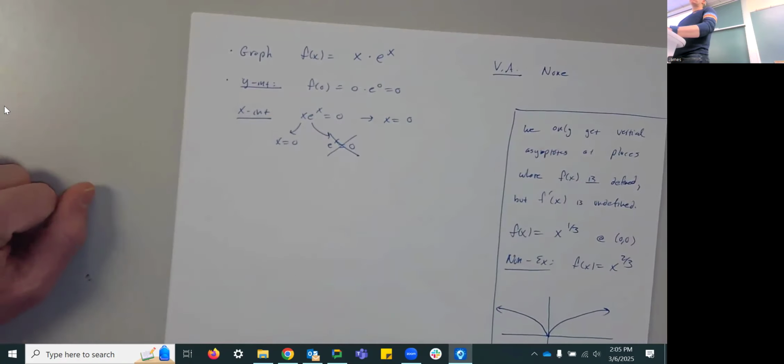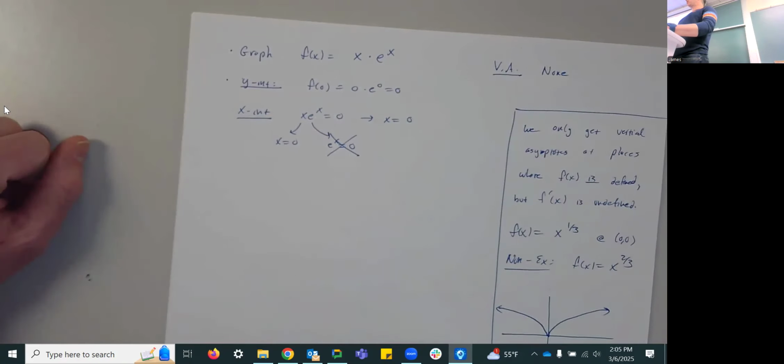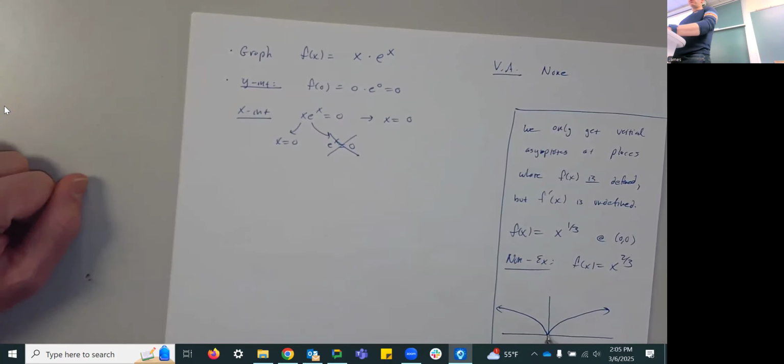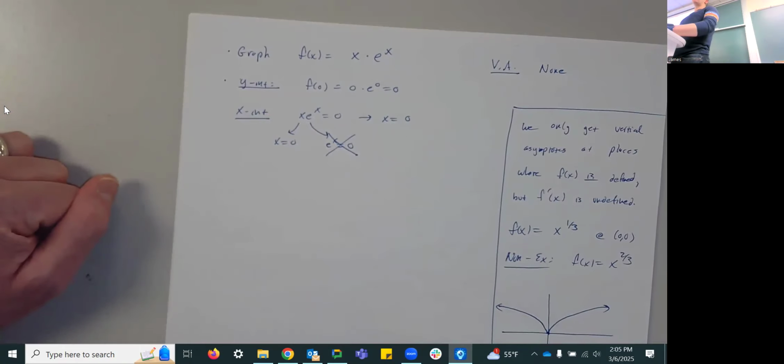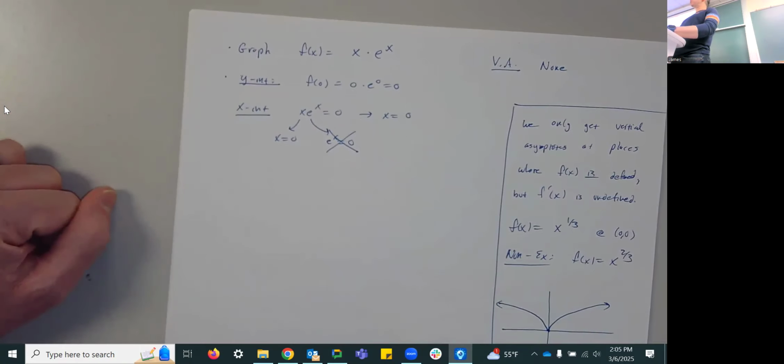Defined everywhere. Derivative is undefined at 0. We do not have a tangent line at 0 at all because we have a pointy point, right? You don't get a tangent line if the function isn't smooth. So when you have pointy points, cusps, corners, no tangent lines.